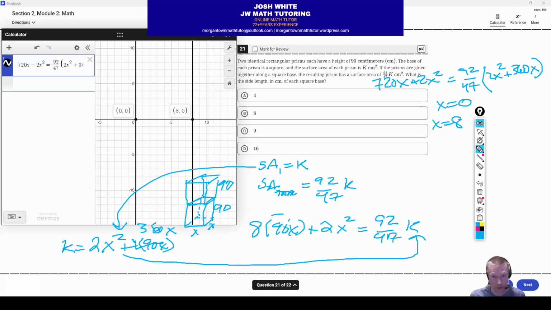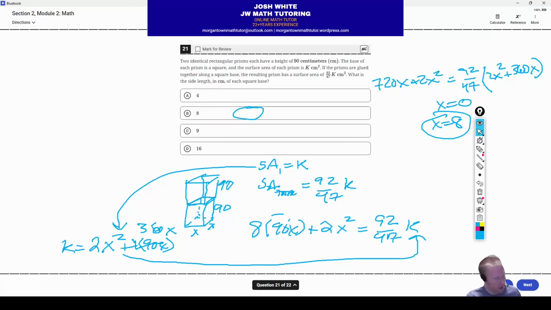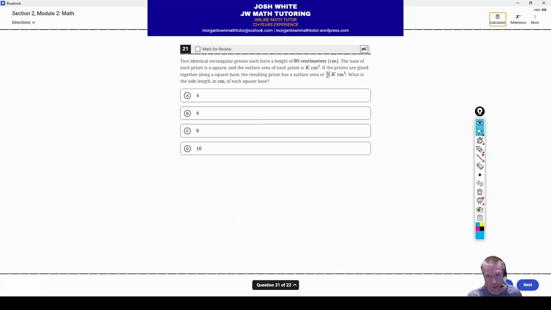So what is the side length of each square base? It's just 8, letter B. Obviously, it's not 0 because then everything would be 0. But the correct answer is just going to be x equals 8. And once you go through the fairly complex process of setting up the equation and everything, then the actual solving of it, you can just do in Desmos.